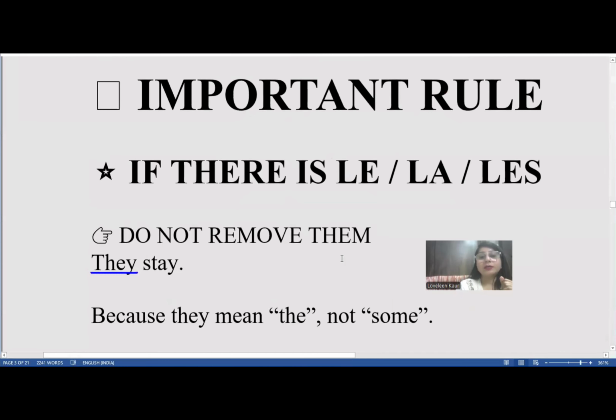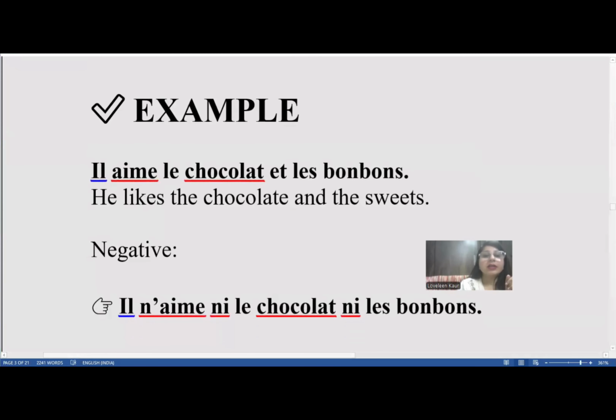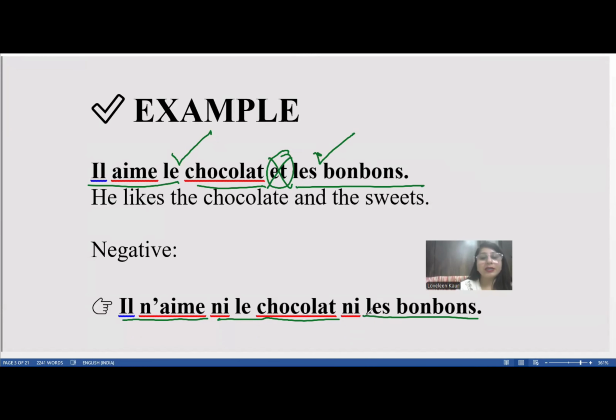Sometimes in some sentences, instead of du, de la, des, it's written le, la, les. So what will happen? We will not remove this. If it's written il aime le chocolat et les bonbons, he likes the chocolate and the sweets, then what do we do? We don't remove le. We'll keep these things, but yes, we remove et. Like this: il n'aime ni le chocolat ni les bonbons.